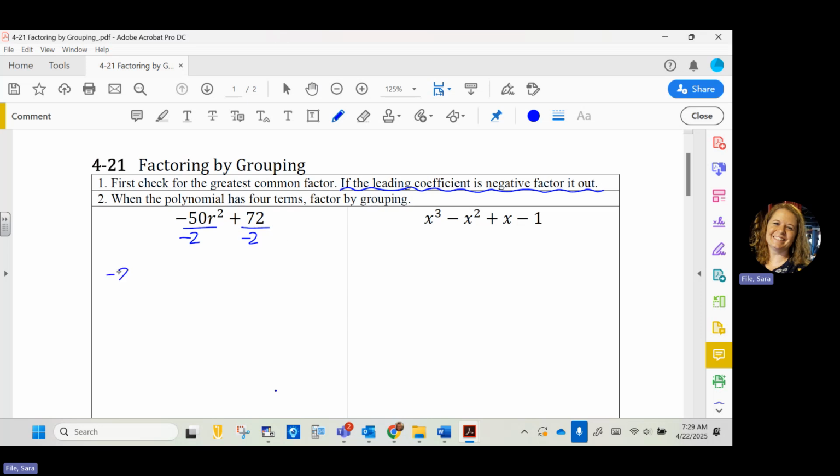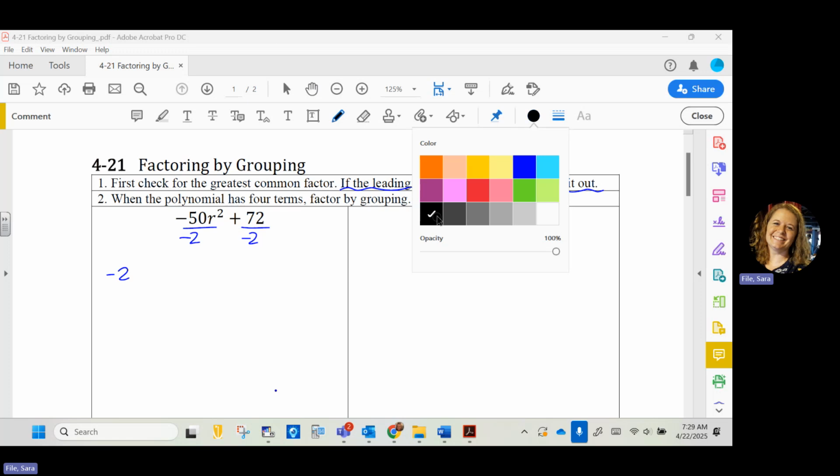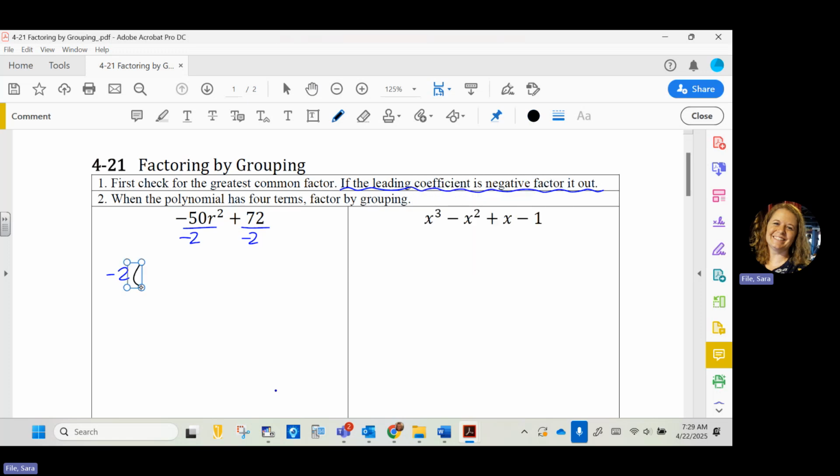So you put your GCF, and then in parentheses, the quotient, what's left once you do that division. So here, negative 50 divided by negative 2 would be 25. And then the r squared. Positive 72 divided by negative 2. So the positive divided by the negative means we're going to have a negative, so a minus, and that's 36.